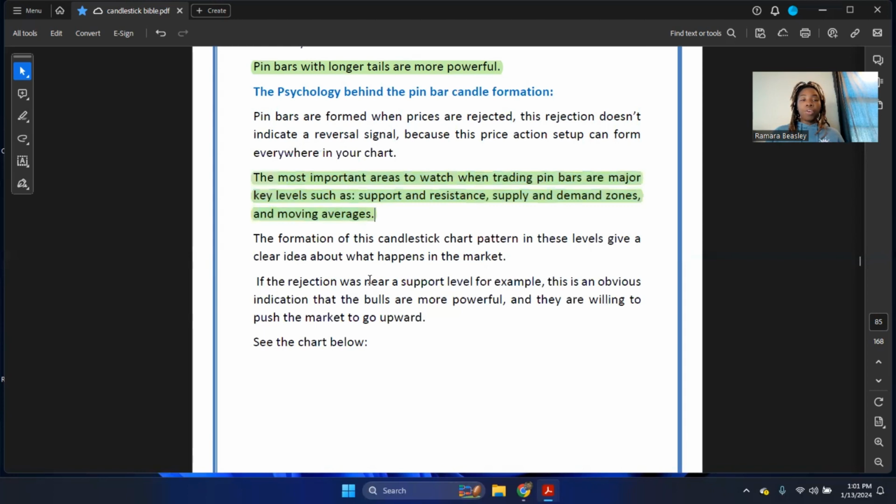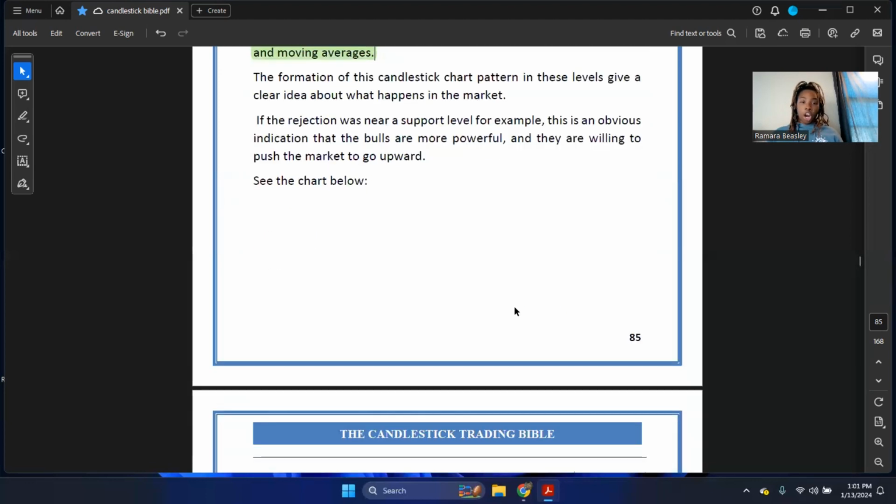All right, so the formation of this candlestick chart pattern at these levels gives a clear idea about what happens in the market. If the rejection was near a support level, for example, this is an obvious indication that the bulls are more powerful and they are willing to push the market to go up. See the chart below.